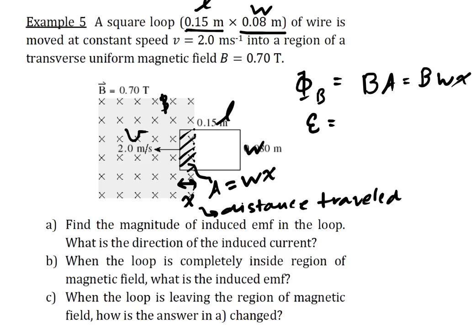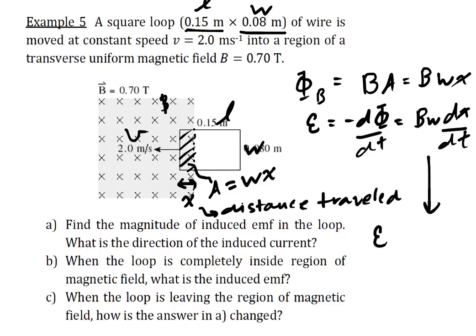And the EMF, it will be d phi by dt, and B and W are the constant, so what is left for the differentiation is x. And then what you get for A is you get the EMF of minus B W V, where V is the velocity. Okay.